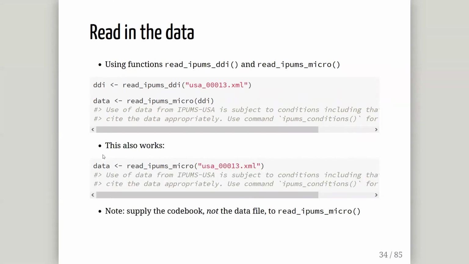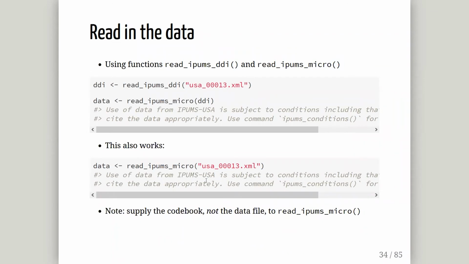You also can just point directly to the DDI codebook file with the read_ipums_micro function. This will also work to get the data in. But we recommend the first workflow because it's often nice to have that DDI object in your workspace. Once you start messing around with the data itself, you might lose some of the attached metadata, and the DDI will preserve all that metadata in case you need to reference it again.